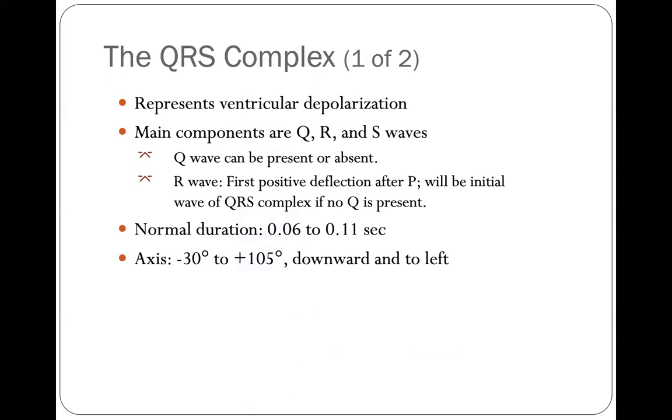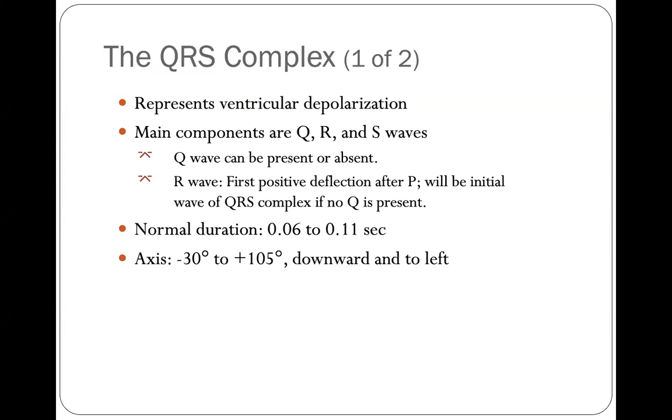It has the potential to have a Q wave, an R wave, and an S wave, or a combination of those waves, or singular ones of those waves. There are many different ways the QRS complex can normally be represented. The Q wave may be present or absent. The R wave is the first positive deflection that we'll see after the P wave, and is the first positive wave in a QRS complex, or often the first wave in a QRS complex if a Q wave is not present. We'll talk about each of those waves as we go. The normal duration is 0.06 to 0.11 seconds.